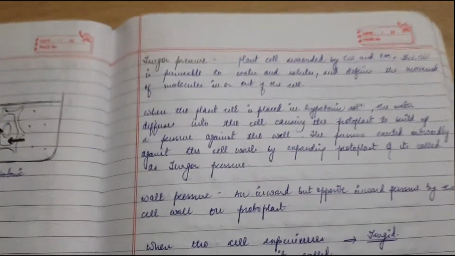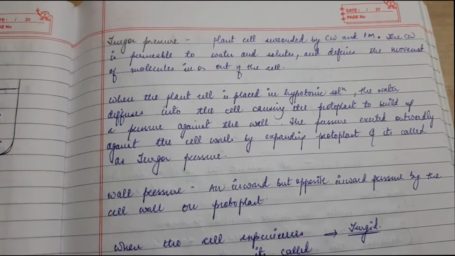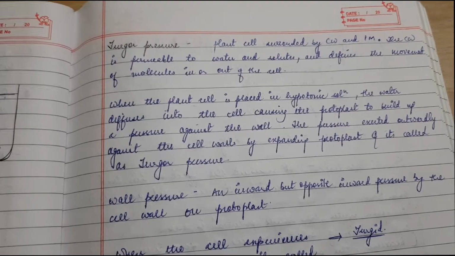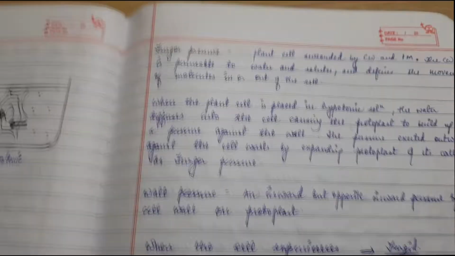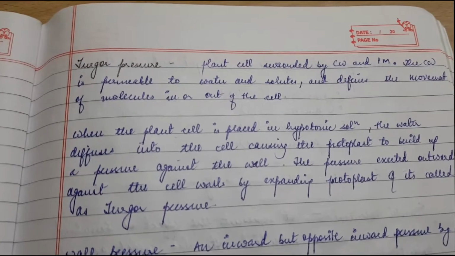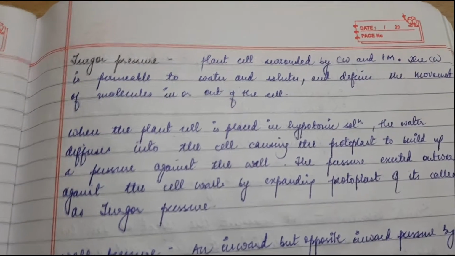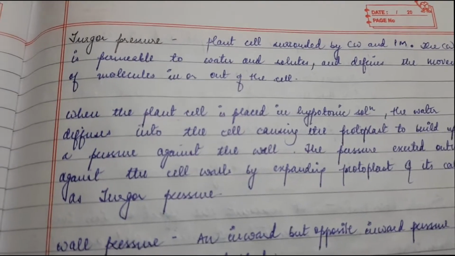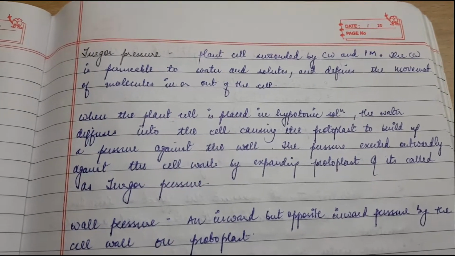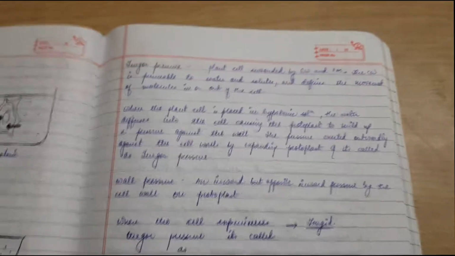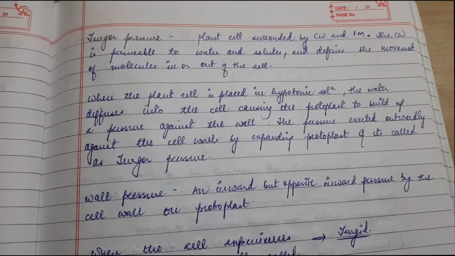What is turgor pressure? Plant cell is surrounded by cell wall and plasma membrane. The cell wall is permeable to water and solutes. I read these lines, guys, so that you can understand the difference. Read it along with me and you can understand each and every line, the words, the meanings, so that you can relate and keep it in your head. Alright, the movement of water in or out of the cell.